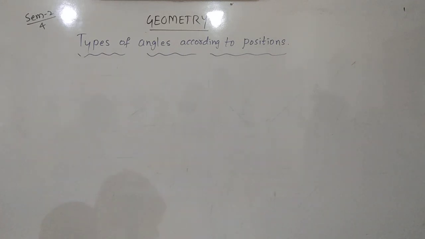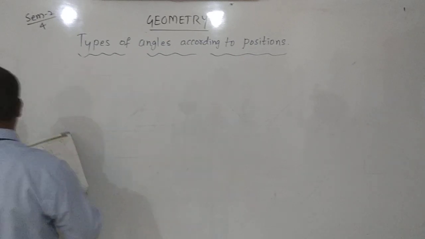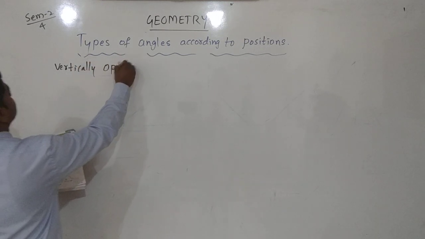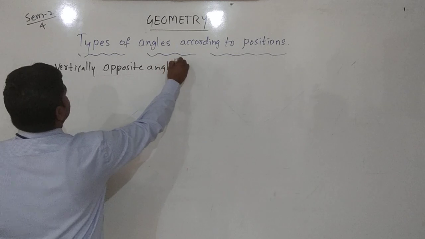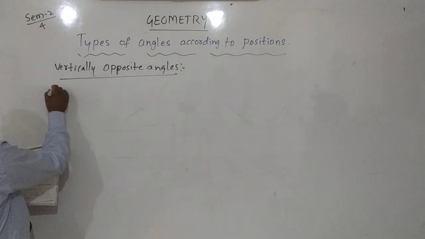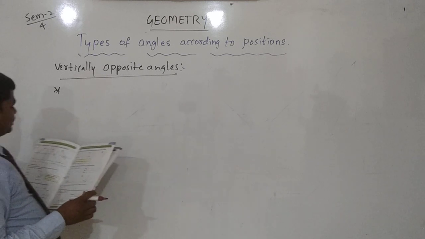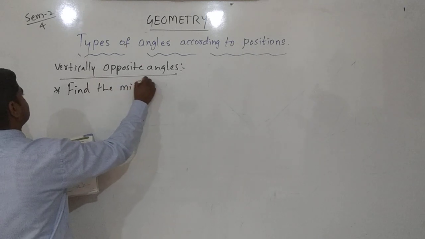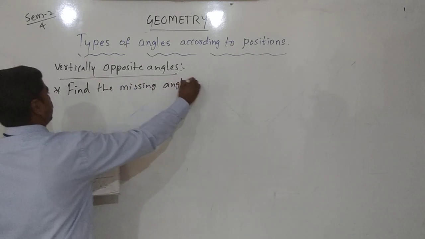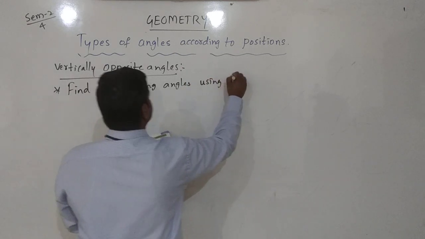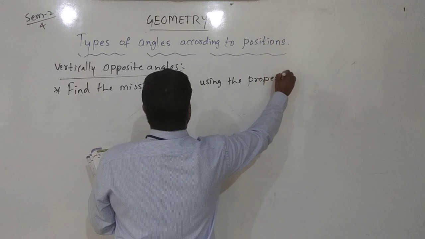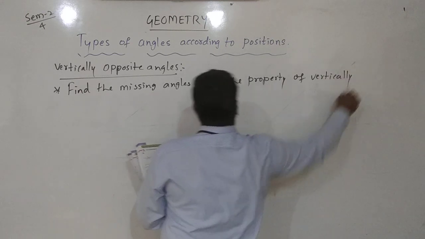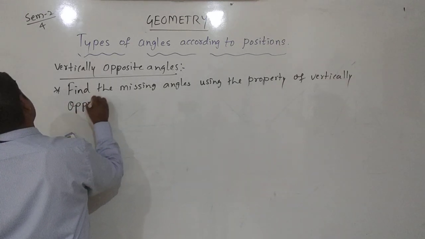Here, vertically opposite angles. On that exercise: find the missing angles using the property of vertically opposite angles.